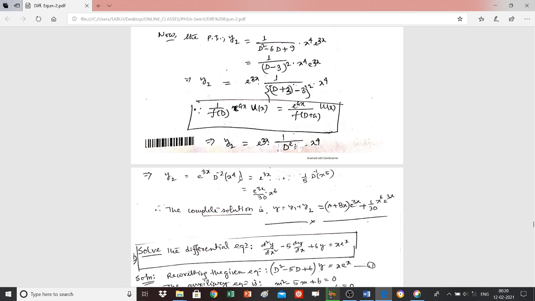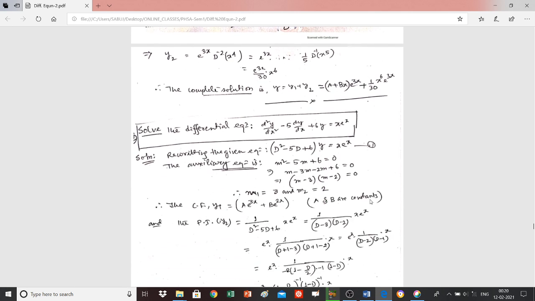So first integration of x to the 4 will provide you x to the 5 by 5. And another inverse integration is here. So that will give you e to the 3x and x to the power 6 by 6. That means 1 by 30 x to the 6. So this is the complete solution.